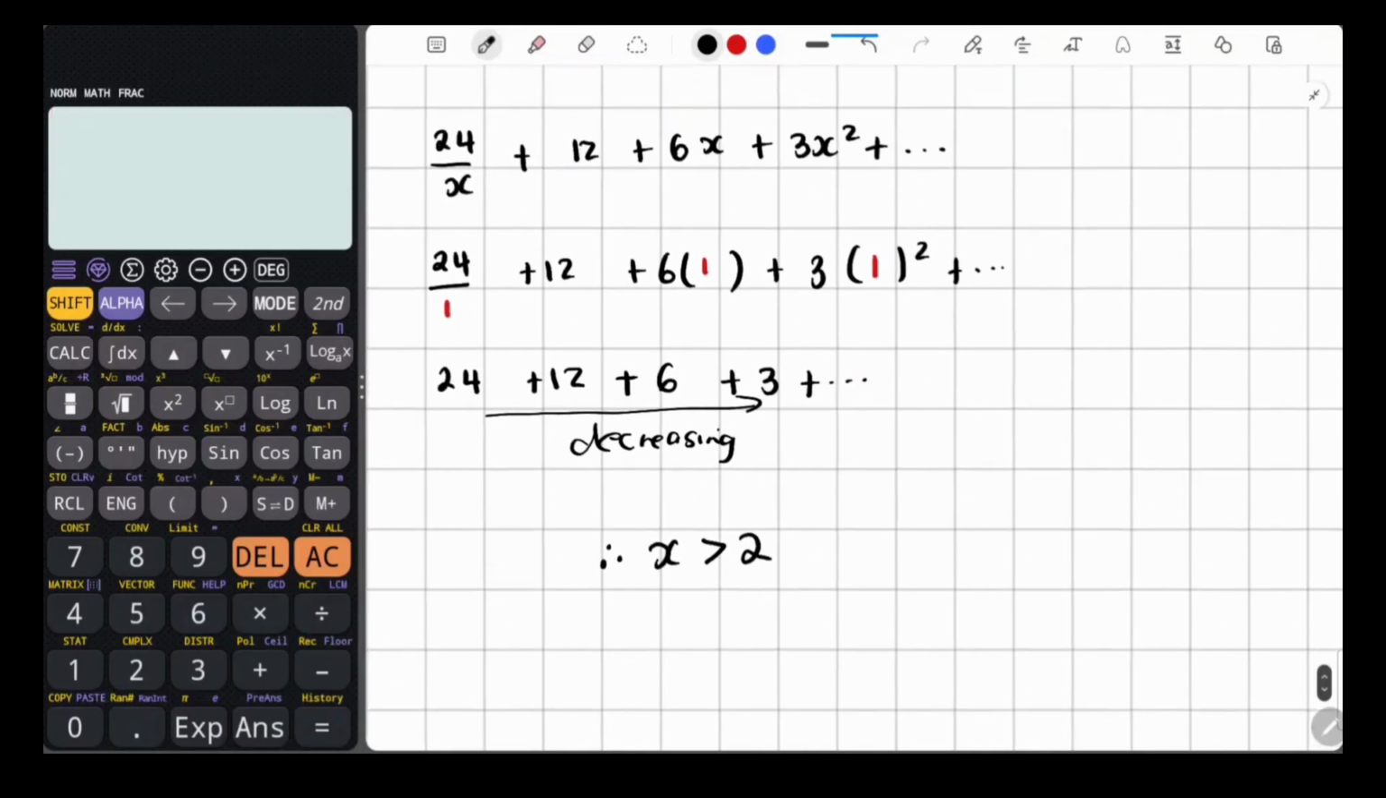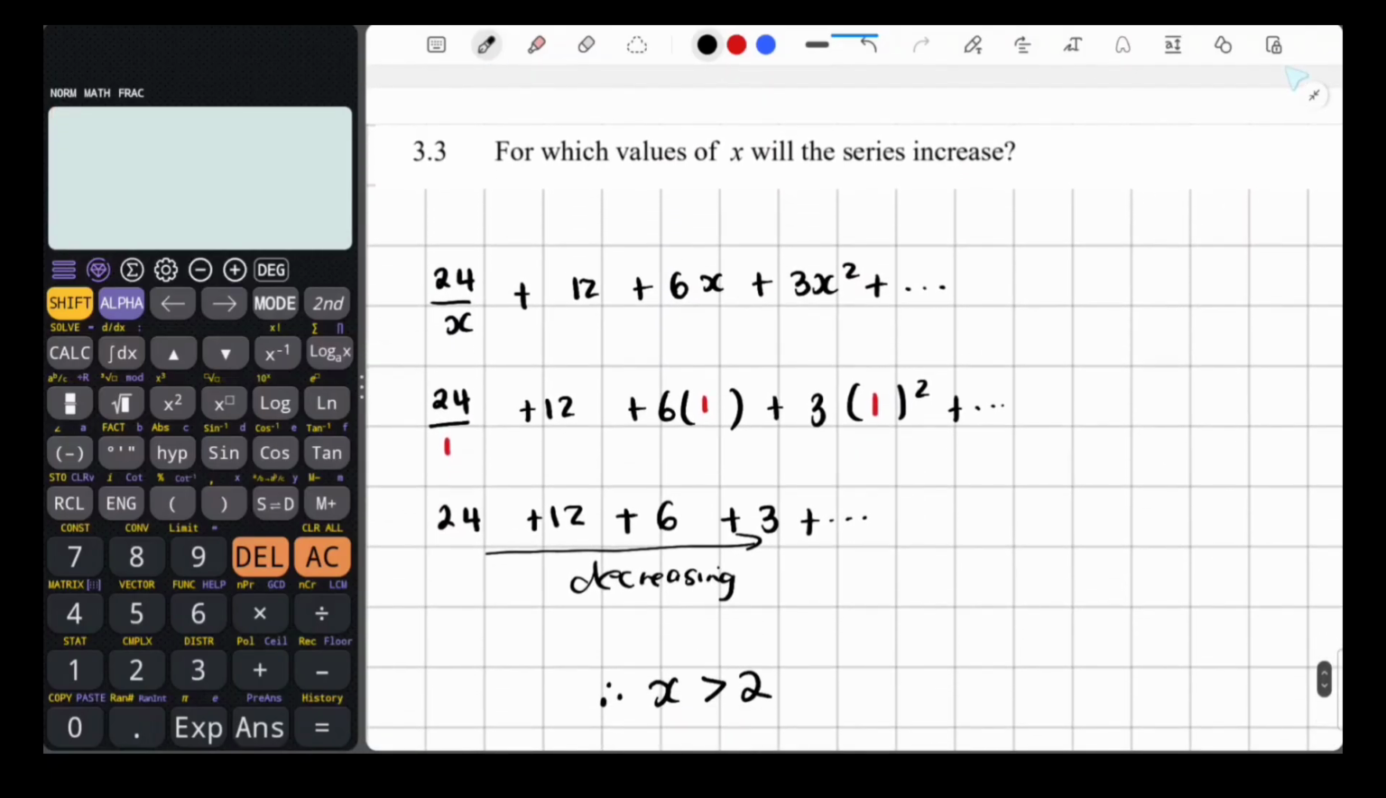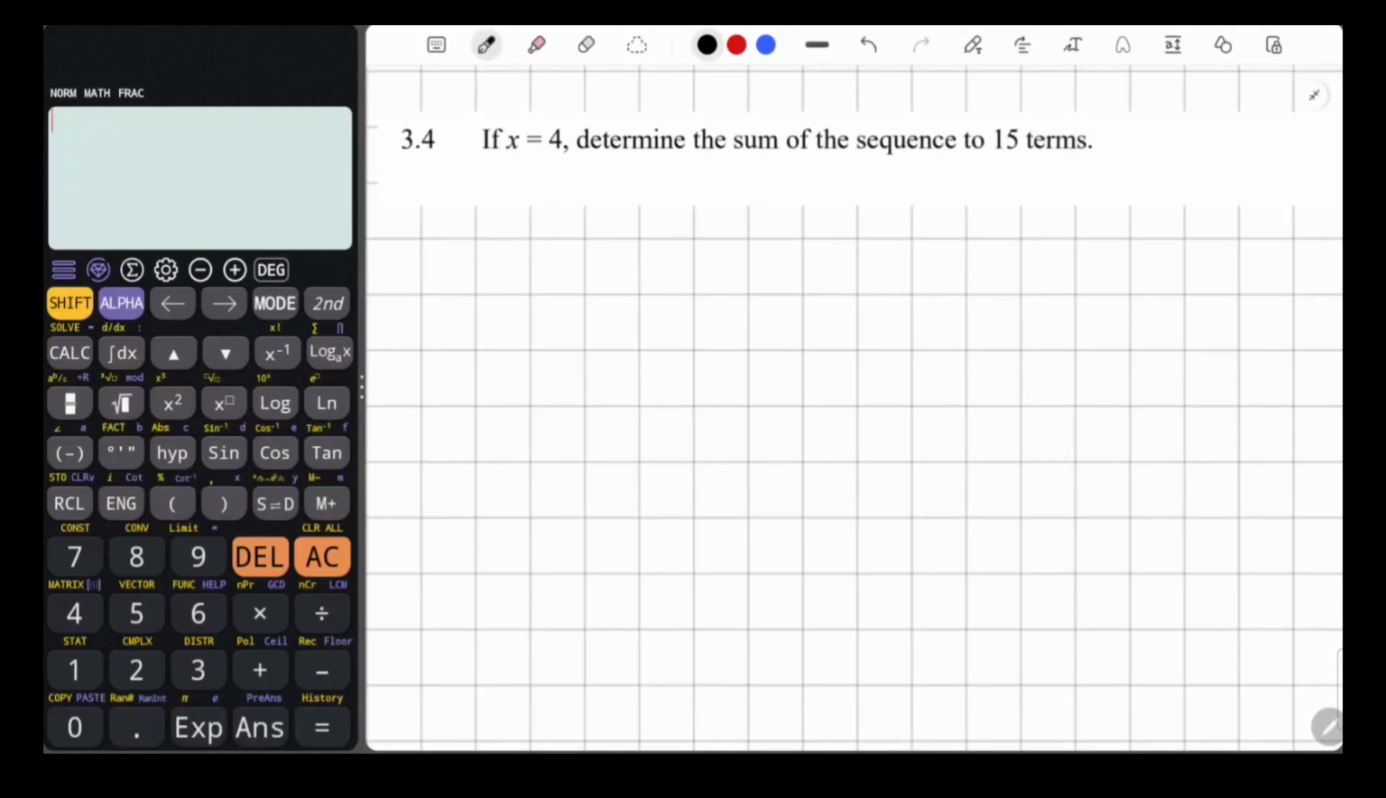Okay, so that is question 3.3, and then we're moving on now to 3.4. And now we have 3.4. If x is equal to 4, determine the sum of the sequence to 15 terms. So this is just determine the sum of the sequence to 15 terms.